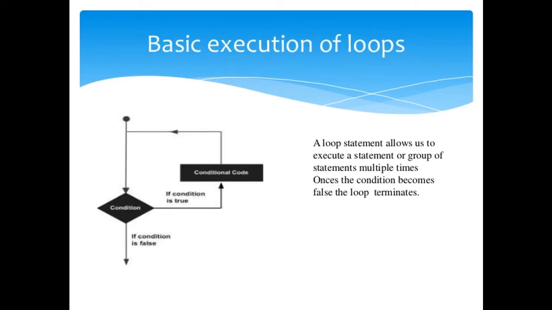Basic execution of loops. A loop statement allows us to execute a statement or group of statements multiple times. Once the condition becomes false, the loop terminates. From the flowchart itself, we clearly understand. First, it will check the condition. If the condition is true, the statement block will be executed. If the condition is false, it will exit from the loop.